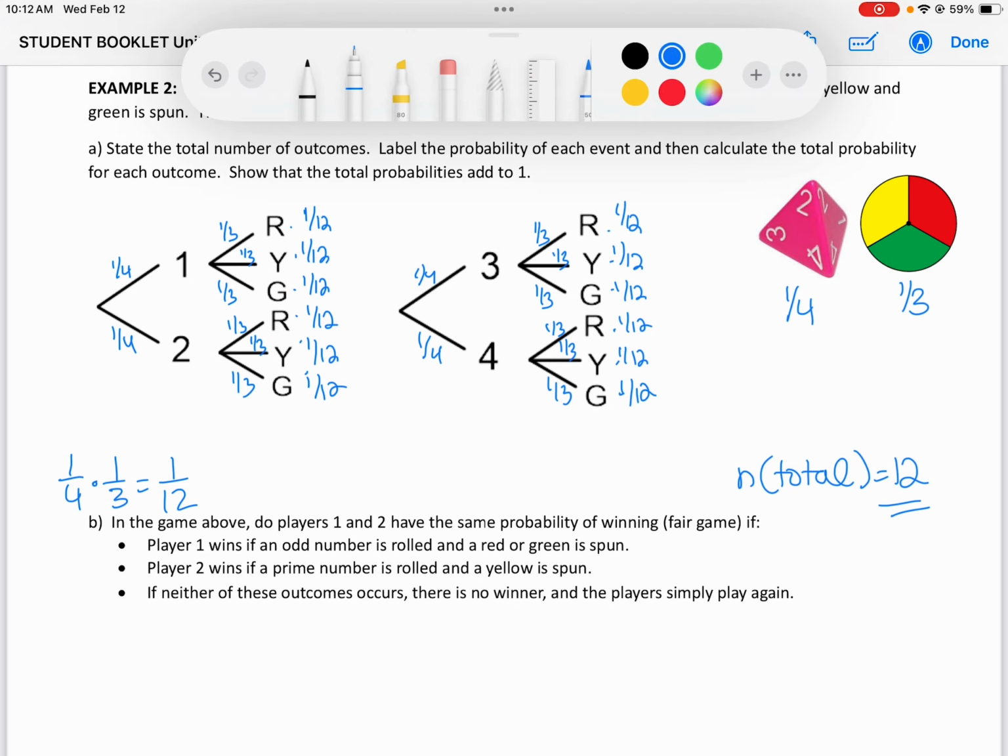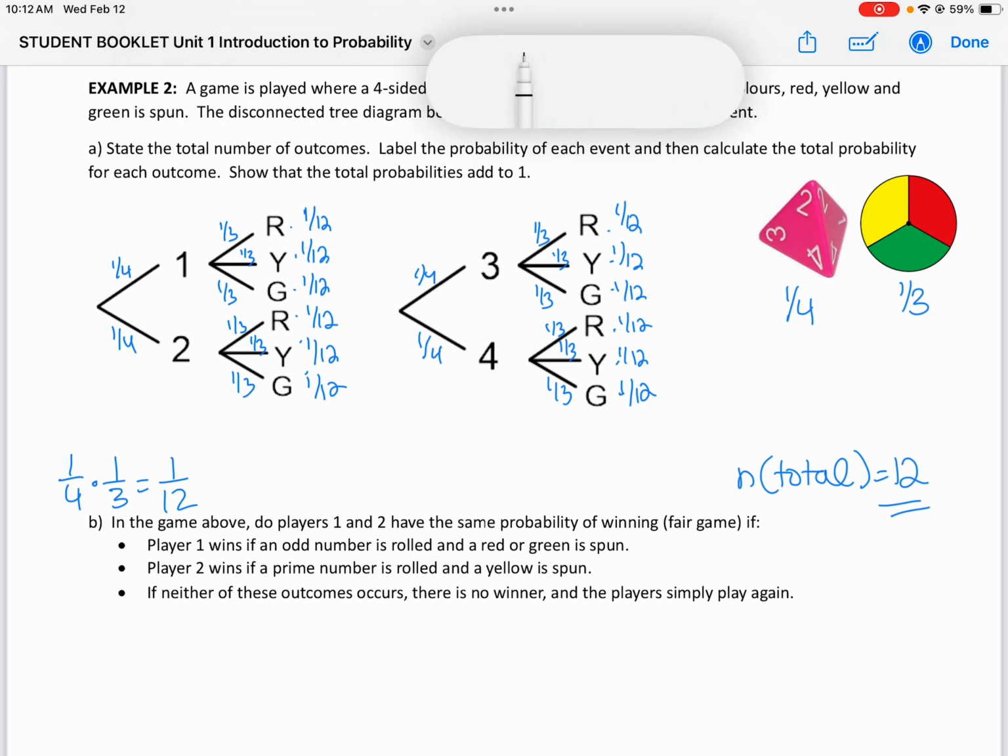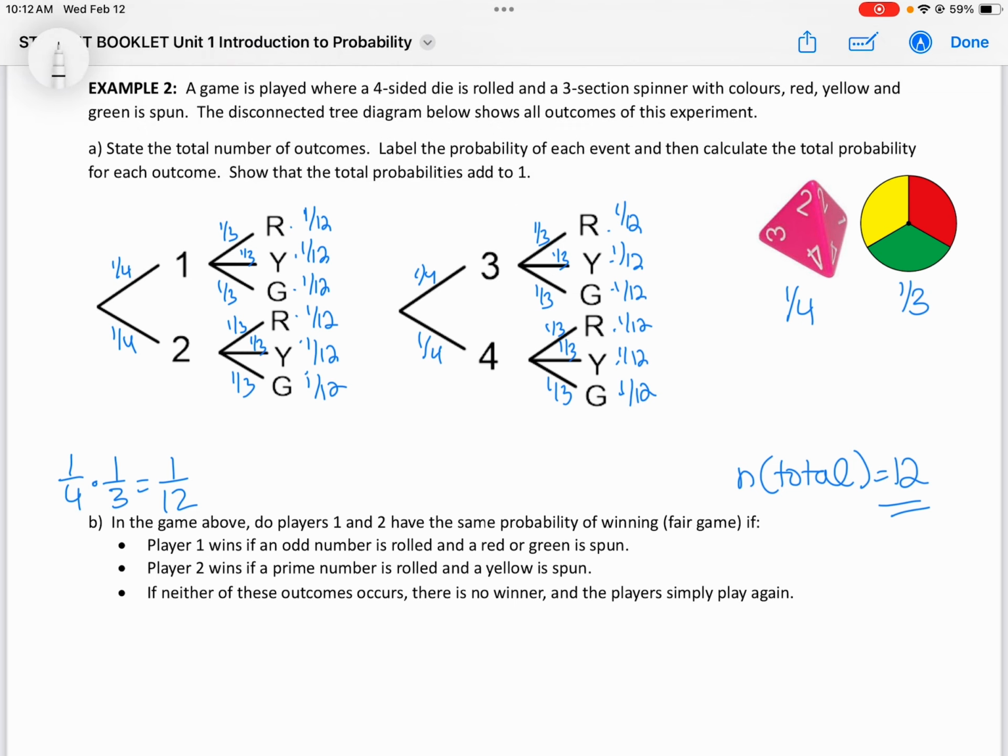Now, let's make a game using the 4-sided die and 3-section spinner. In the game above, do players 1 and 2 have the same probability of winning? And I'm going to loosely use the word fair game. Okay, so player 1 wins if an odd number is rolled and a red or green is spun. So the probability that player 1 wins is going to be odd number and red or green.